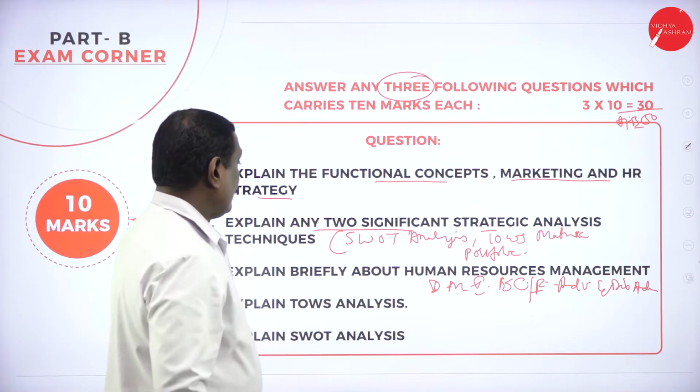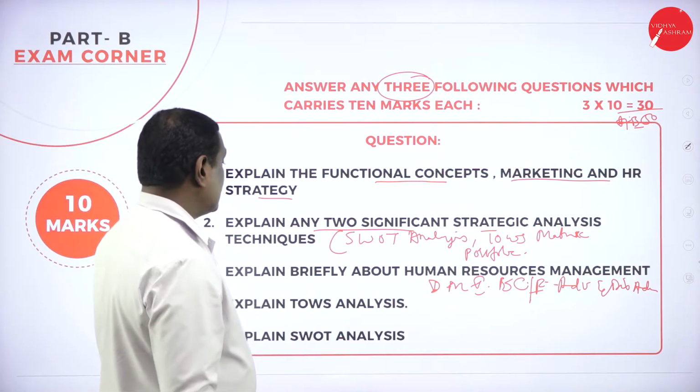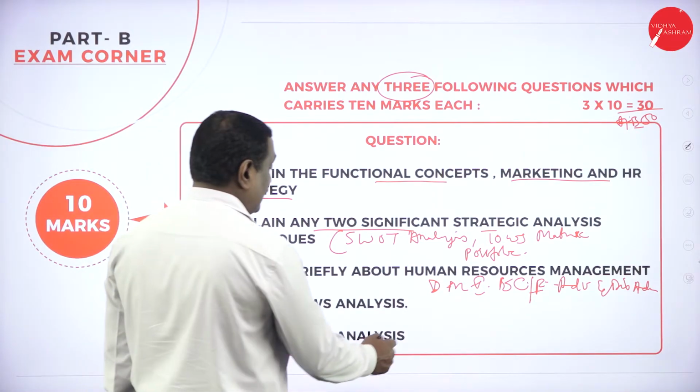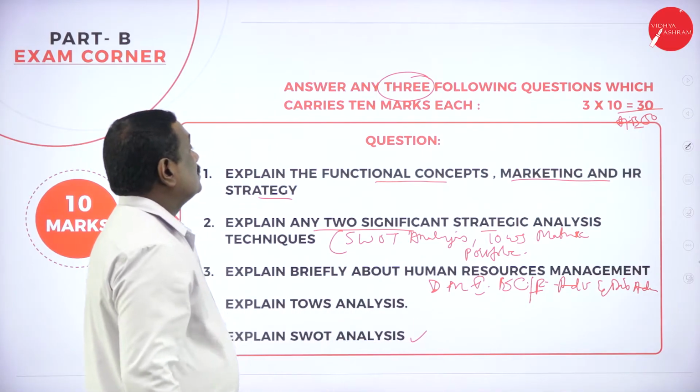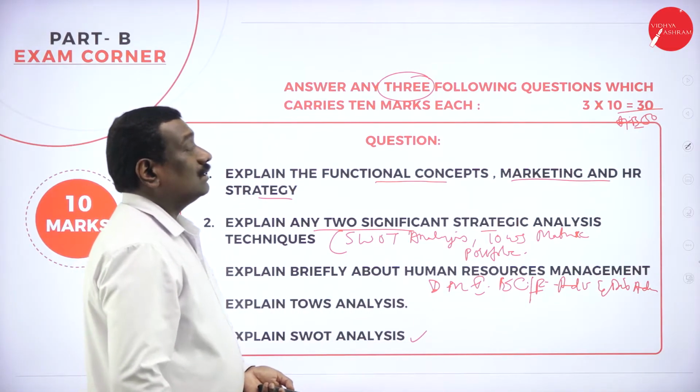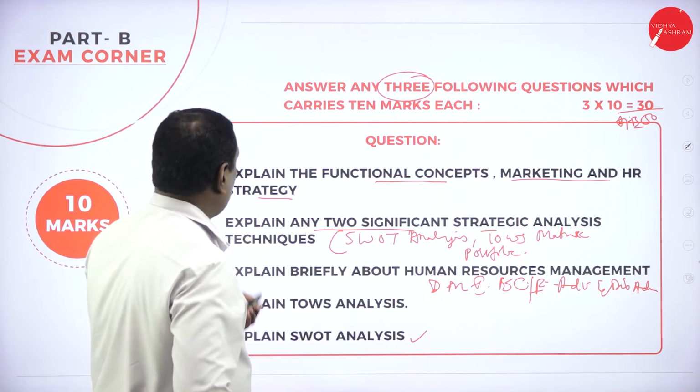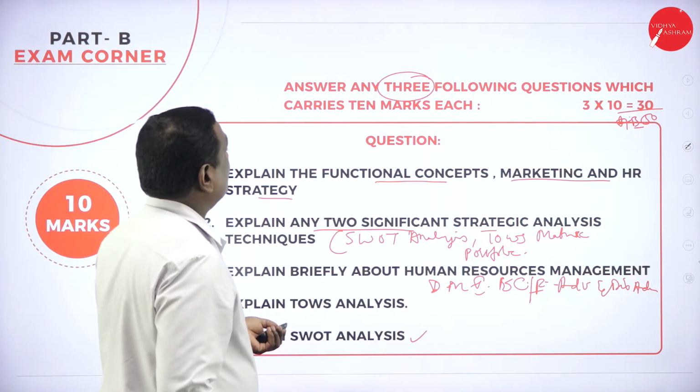Then explain the TOWS analysis, they can ask, or explain the SWOT analysis like this. So here it fetches you 30 marks if you answer 3 questions out of 4 to 5 questions.